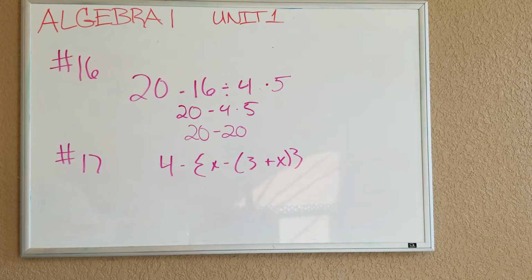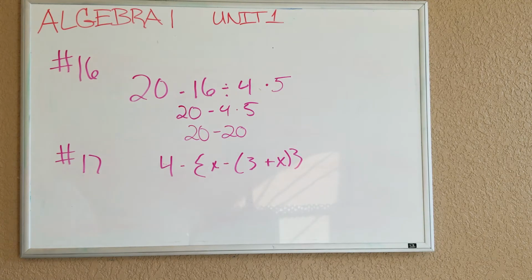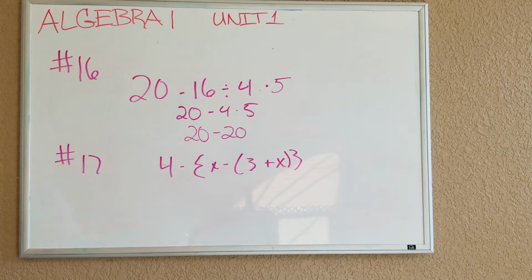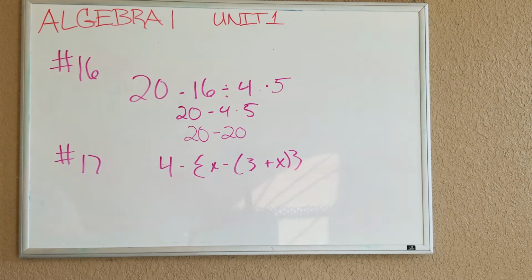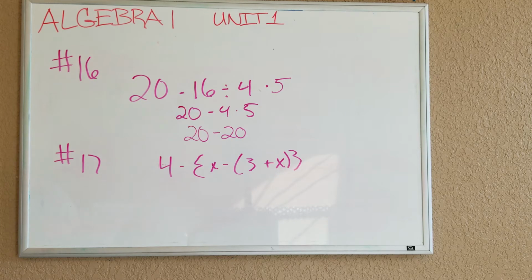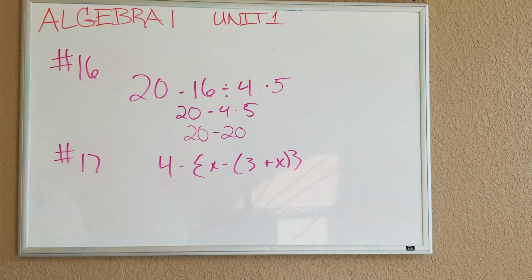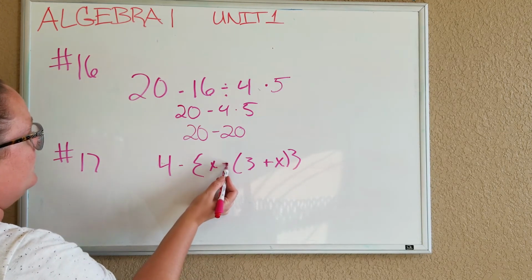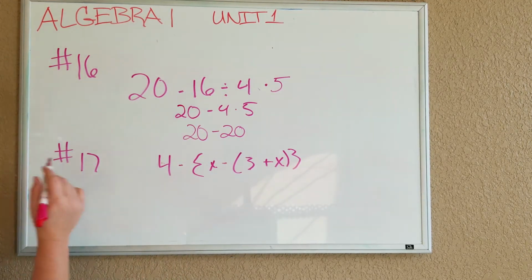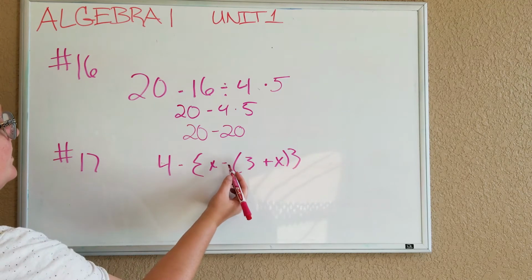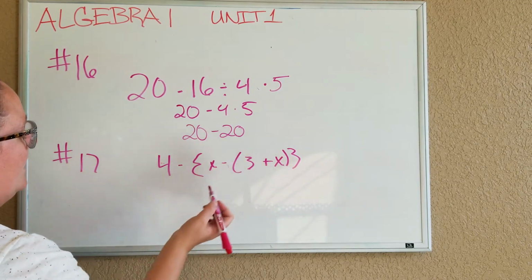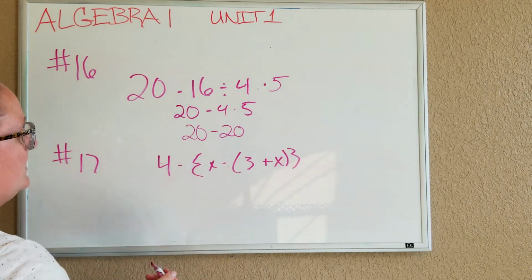Number 17, you're evaluating, simplify is what they say. Simplify. So on these, you actually start from the smallest set of parentheses. All right, so that's this one inside, and you're going to evaluate. See this negative right here? When you have a negative outside of parentheses, what it does is it multiplies. It's like multiplying this whole thing by negative 1. It changes the signs inside here.